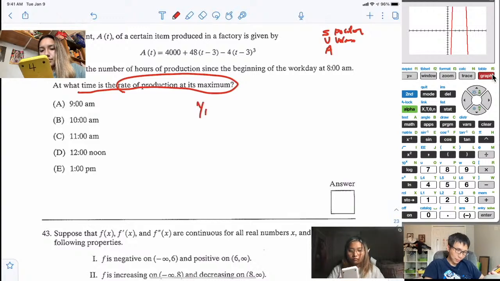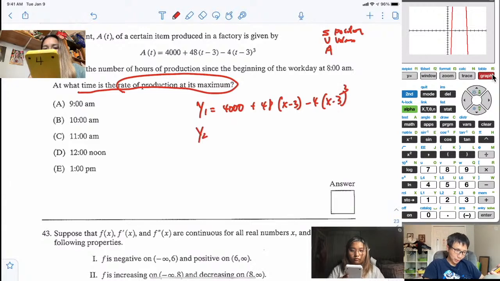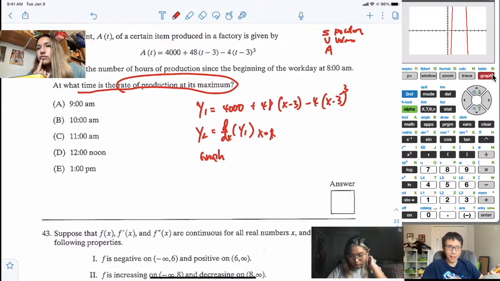So once I do y1 equal to 4,000 plus 48 times x minus 3 minus 4 times x minus 3 to the third power, for y2 I'm going to do d/dx of y1 at x equal to x. And then I'm going to graph it. But when I graph it, I see two lines. There was a slight problem. We don't know how high this line goes, so we cannot find the maximum. How to find the maximum? We're going to look at a peak, right?